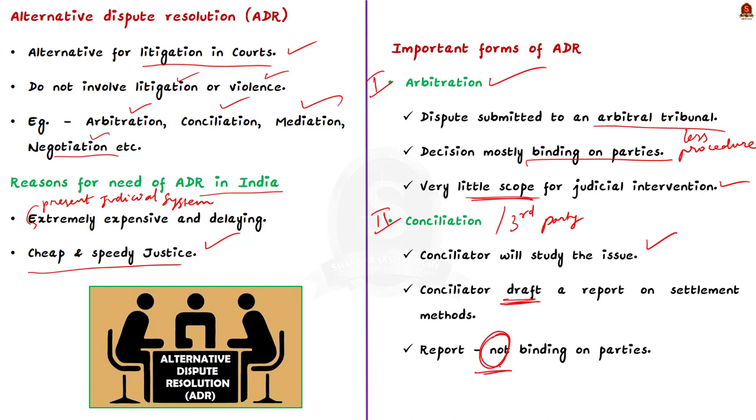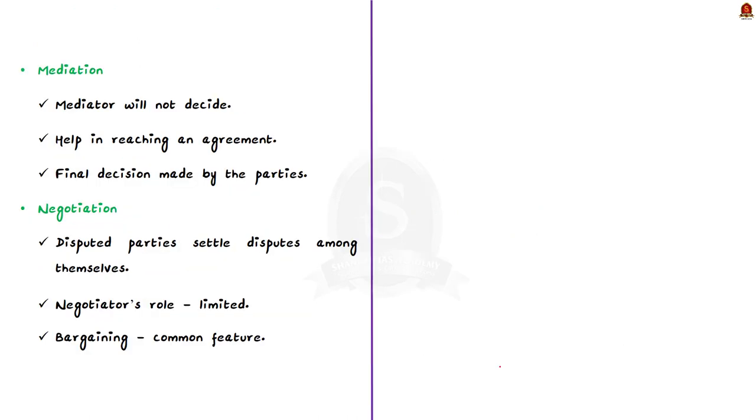Next is mediation. It helps to settle the disputes between parties with the help of a mediator. See, the mediator will not decide, but instead, he will just help the parties in reaching an agreement. In the process, the final decision is made by the parties themselves and not by the mediator.